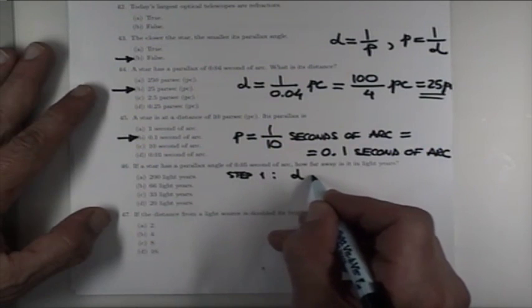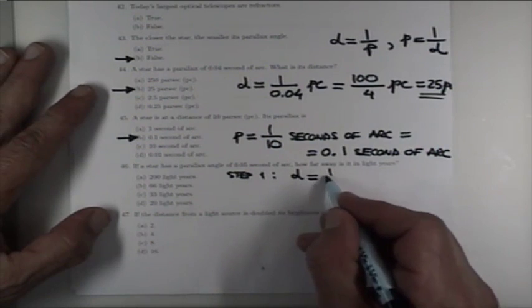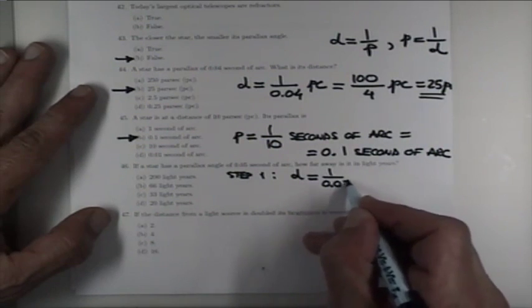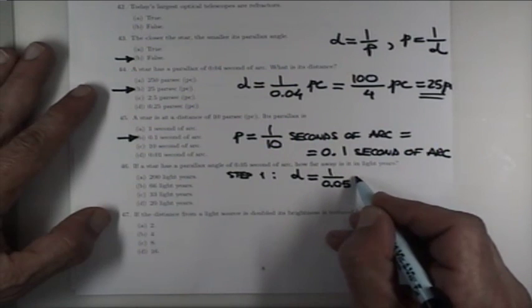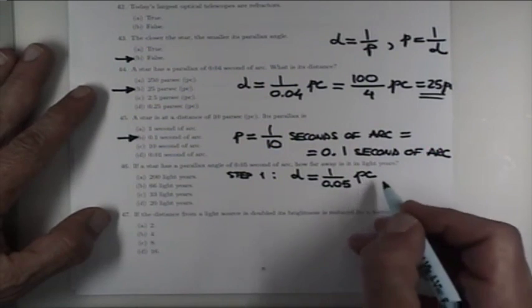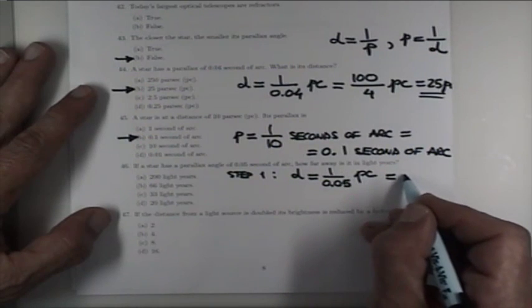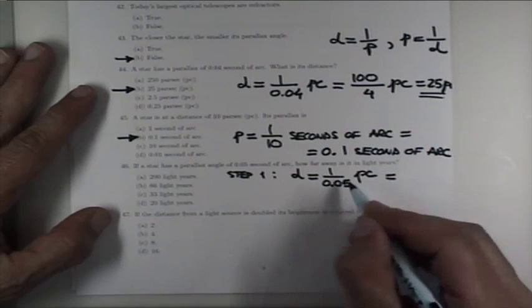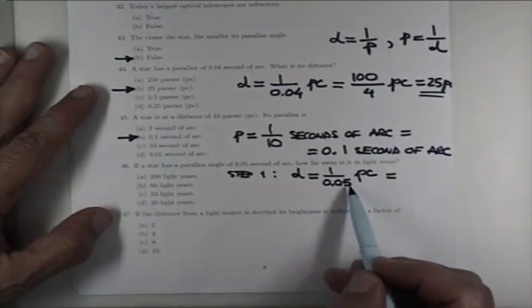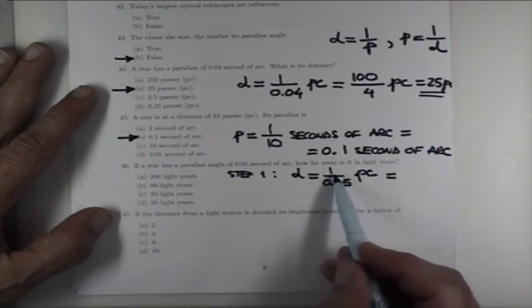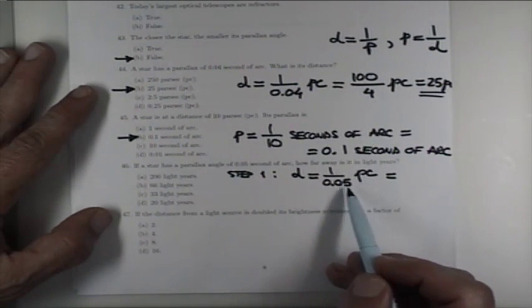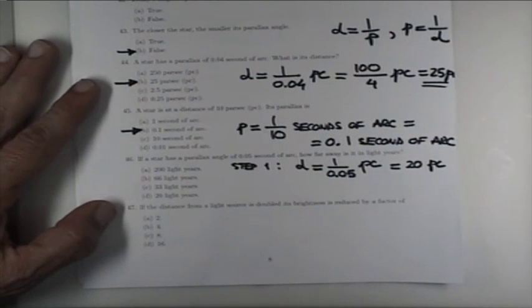So first step is that the distance is 1 over 0.05 parsecs. And this is, again, just going to be 20 parsecs, right? Using the same technique as here, if I multiply numerator and denominator by 100, this is the same as dividing 100 by 5, and the result is 20. So the distance in parsecs is 20 parsecs.